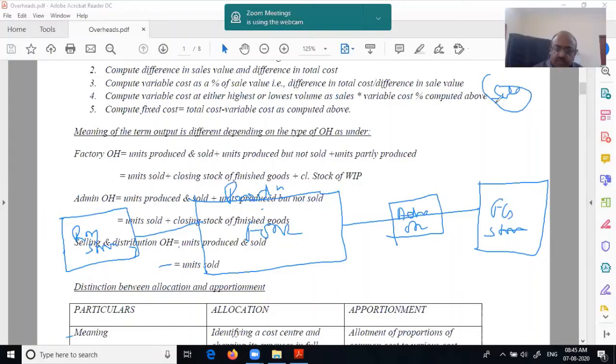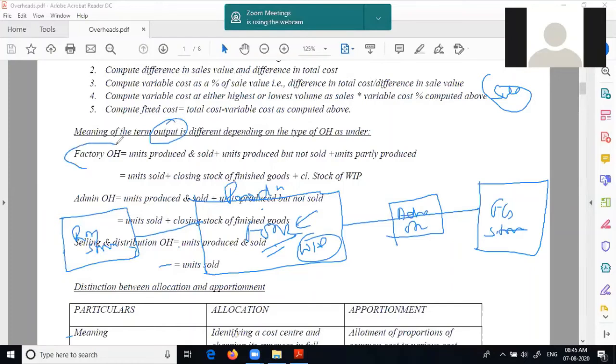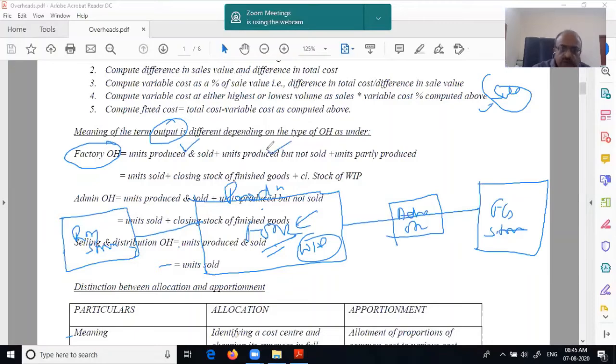Therefore, units that have been produced and sold have got an impact, a load of fixed overheads. Therefore, that should be taken. Any units that have been produced and are sitting in store also have to get that effect. And whatever is in WIP also has to be taken. Therefore, for the purpose of output for factory overhead, units produced and sold, that is this. Units produced but not sold, that is this. And what is in WIP, all should be considered as quantity.